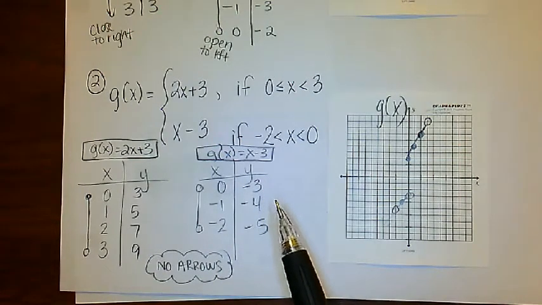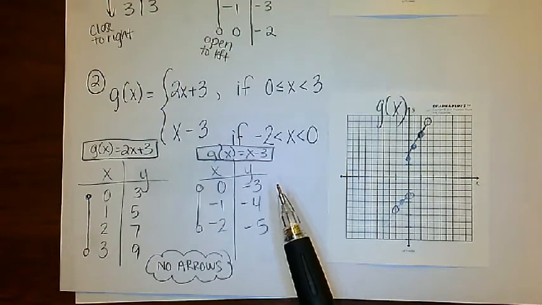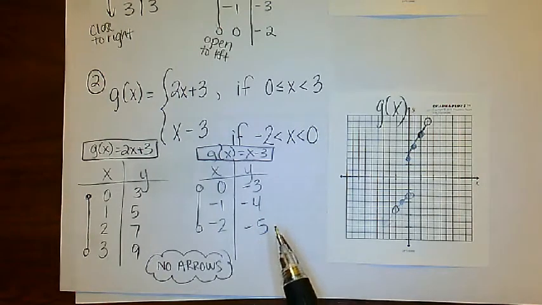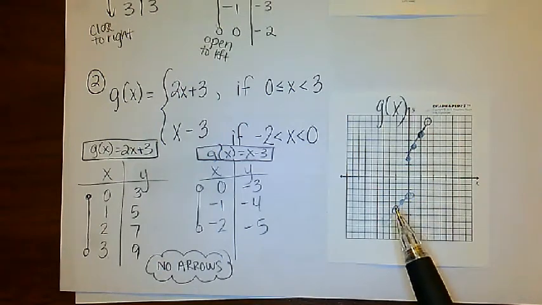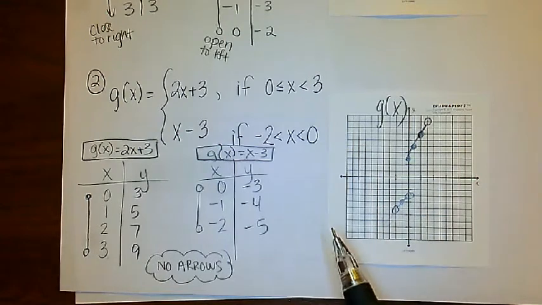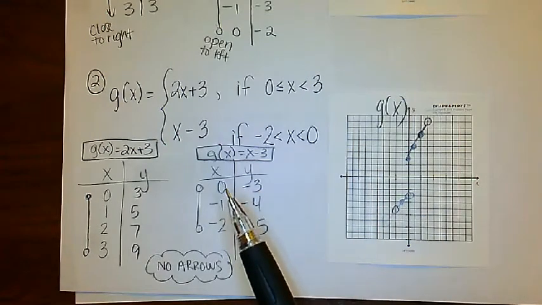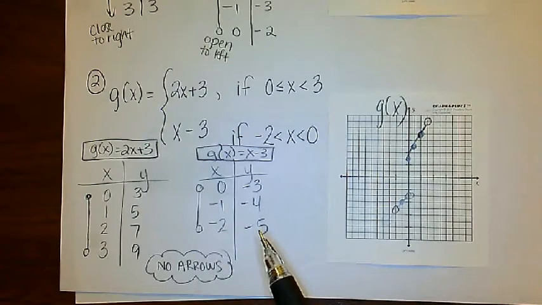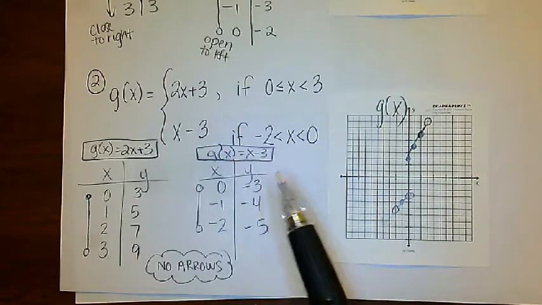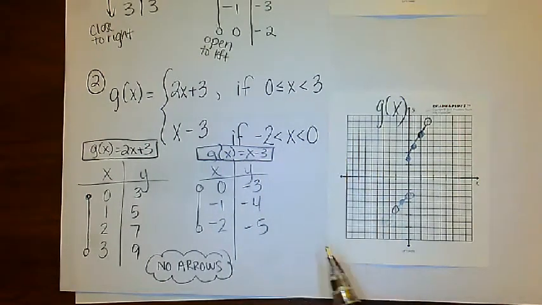So this one actually only has 3 points that we're going to graph. Of course, on this little line segment there are infinitely many points, but the ones that we can graph with our naked eye, there's only going to be 3. At 0, negative 3, and at negative 2, negative 5. Those are going to be open dots.